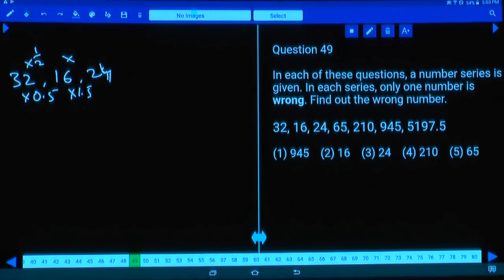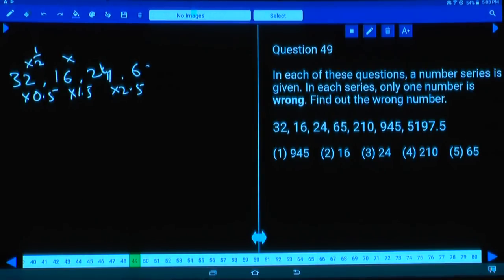Then whatever the next one here, into 0.5, 1.5, next one 2.5. What is 24 into 2.5? 24 into 5, 120 by 2, 60 should be the number. Yes, what is the wrong number here? Hence the correct number is 60.